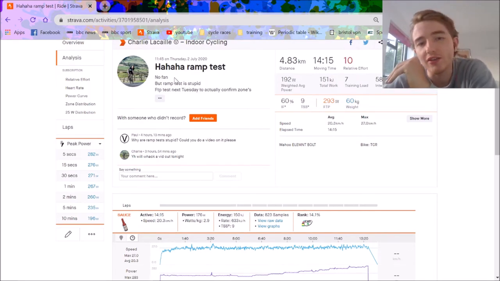But there are huge caveats. Number one, I don't have a fan. That's big. If you can't cool yourself down, you're never going to do it. I literally never ride inside, and the more you ride inside, the more adapted you are to the heat. I'm not great at heat. So again, having no fan doesn't help.